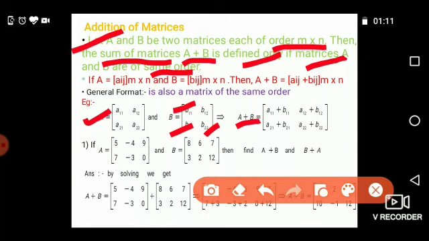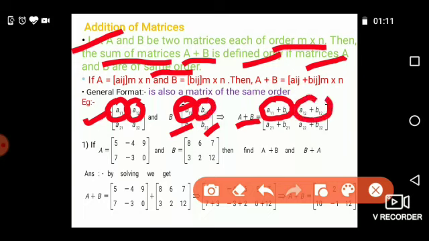added. Then A plus B is equal to the first element of the first matrix added with the first element of the second matrix, that is, the corresponding element of the second matrix. We will get an element A11 plus B11. The second element of the first matrix is added with the corresponding element of the second matrix. We will get an element A12 plus B12.